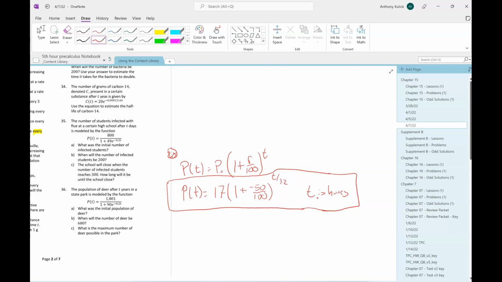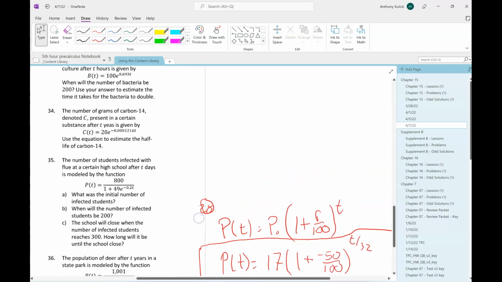Victoria. 34. Sure, the number of grams of carbon-14 denoted C present in a certain substance after T years. I'm assuming that's supposed to be years. Or maybe this is a new unit of measurement. Is a years? Or maybe that's a yaz? Anyways, I was trying to make a joke, so nobody found it that funny. Okay, good. Is given by the function yada, yada, yada. Use the equation to estimate the half-life of carbon-14.